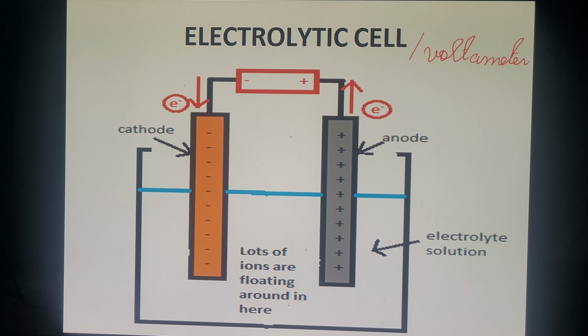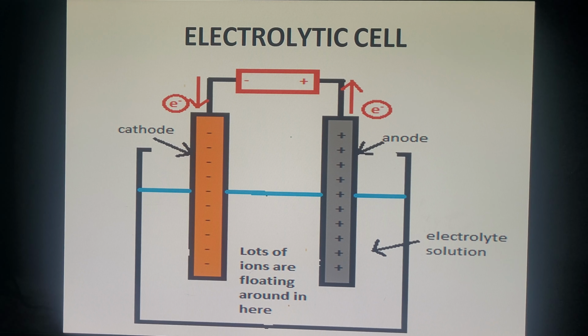Whichever plate is connected to the positive of the battery, we call it the anode. Clear? As you can see in this diagram, it is connected to the positive of the battery. And the other plate is connected to the negative terminal of the battery. The one that is connected to the negative terminal, we call it the cathode. So always remember, anode is positively charged and cathode will be negatively charged.